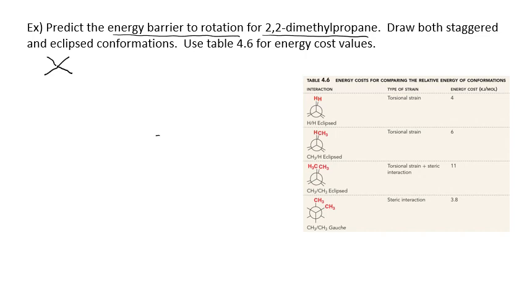So what I'm going to do is draw this in a way that allows us to basically see the Newman projection a little bit easier. I'm starting at this carbon. You see we have 1, 2, 3 methyls. And now here's the other carbon right here. And there are 3 hydrogens here.